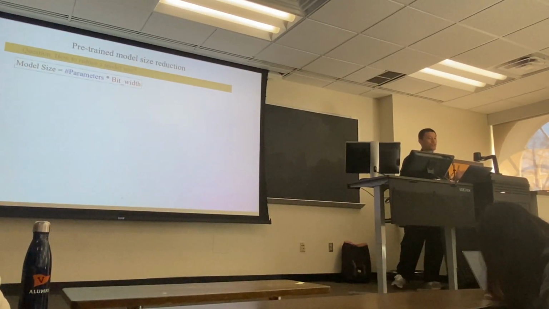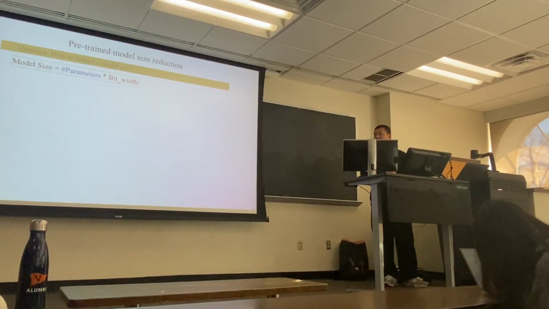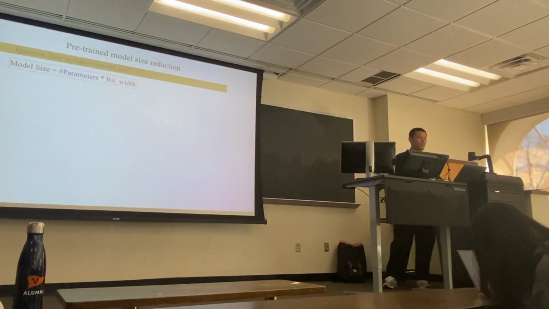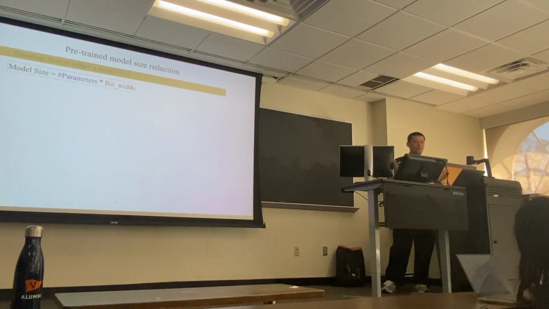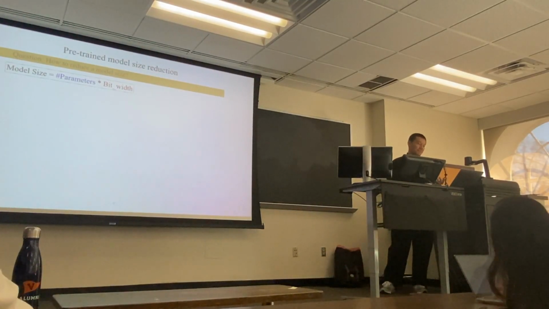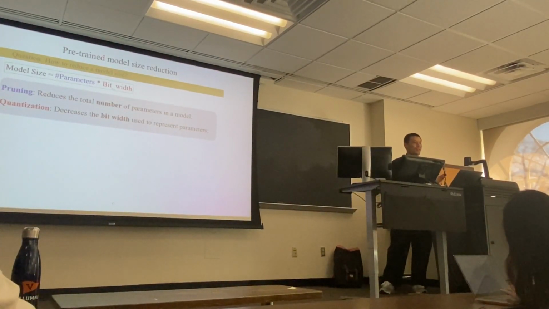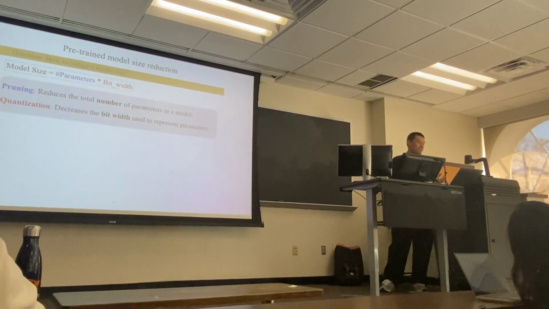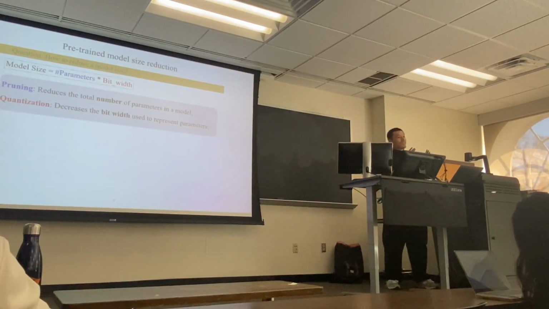So, how to reduce model size? Yeah, reduce the bit width. That's one technique. Any other one? Yeah, reduce the number of parameters. That's two. These are the two obvious directions to reduce the model size: we can reduce the number of parameters, or we can shorten the bit width for every parameter.